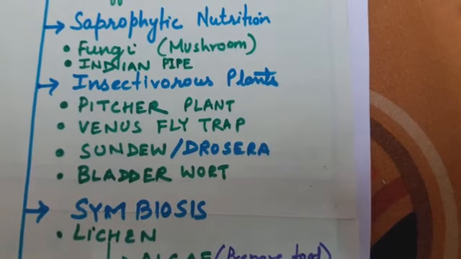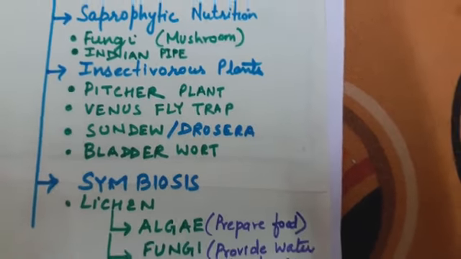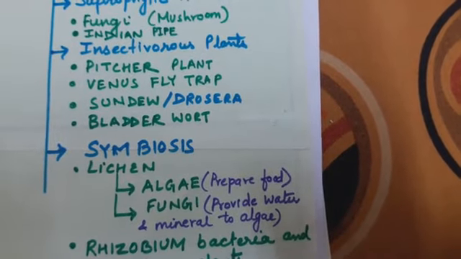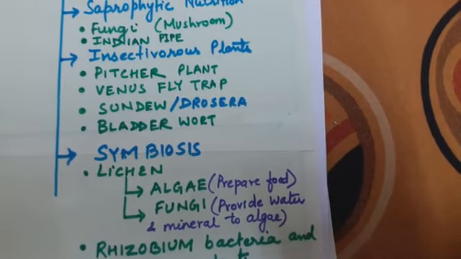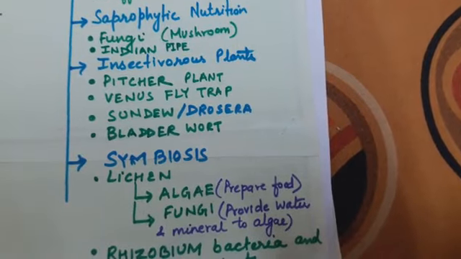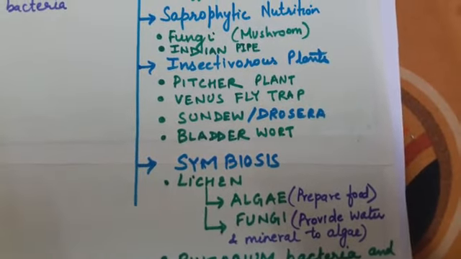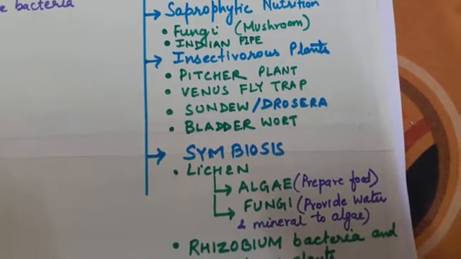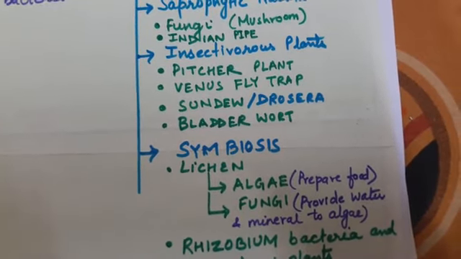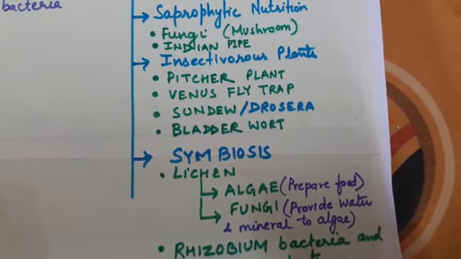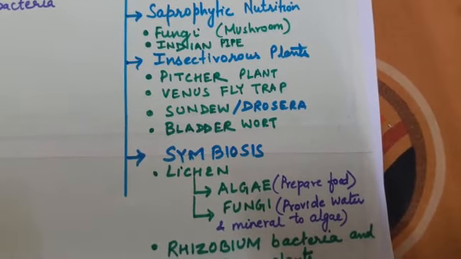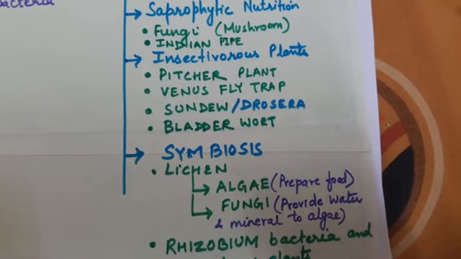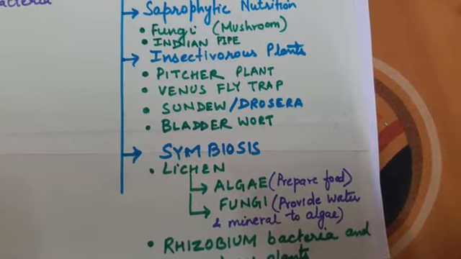There are some special type of heterotrophic nutrition also, like insectivorous plants. All these plants, they are capable of performing photosynthesis, but yet they also show heterotrophic mode of nutrition. Why so? Because they grow in the soil which is deficient in nitrogen, and nitrogen they want for their growth and development. Nitrogen is a very important nutrient which is required by the plant for their basic growth and development.